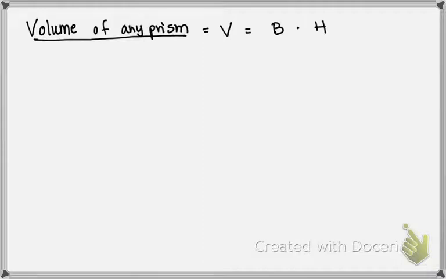Okay, so let's identify each of those. So the V stands for volume, of course. The big B is going to be the area of the base. So for me, I'm going to be thinking about the bottom. So it's like the unique size. When you do triangular prisms, you realize the triangle is always going to be your base. Okay? And then the big H is height, but it's height of the prism.